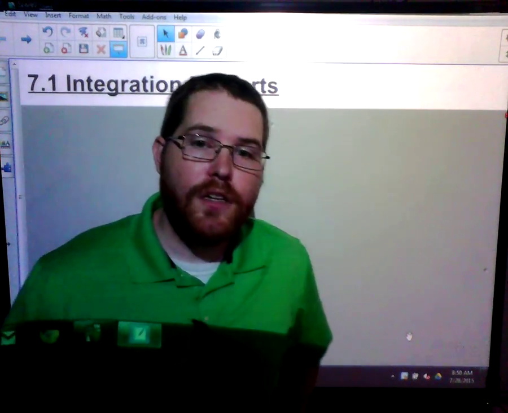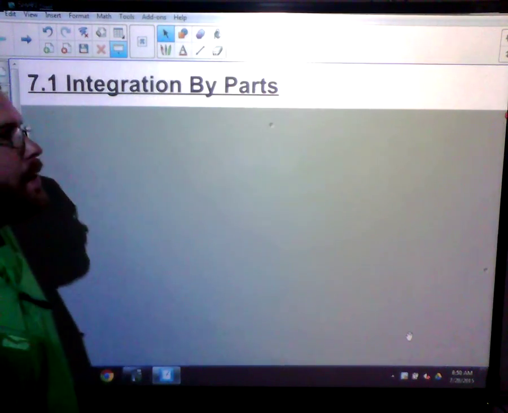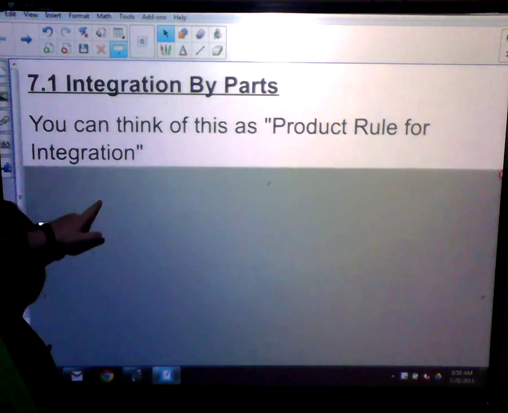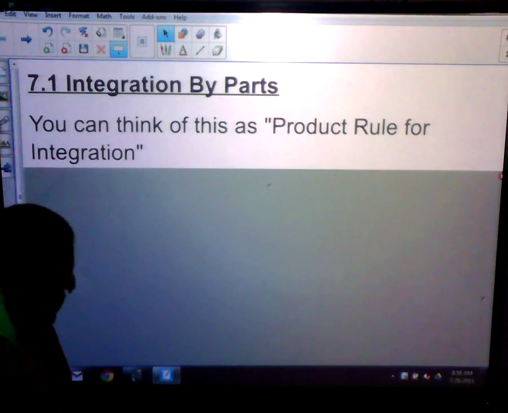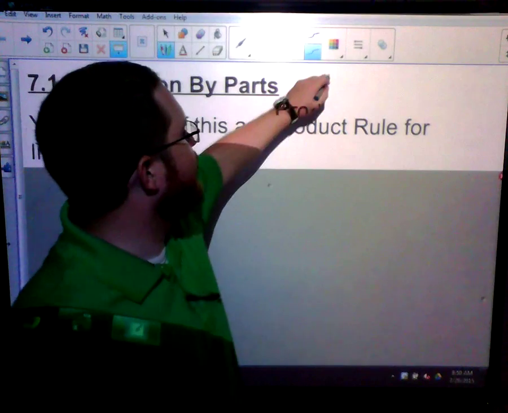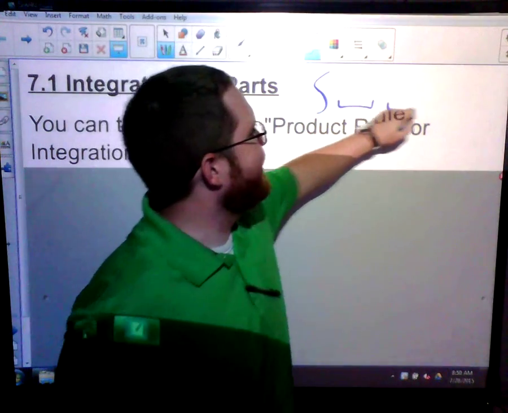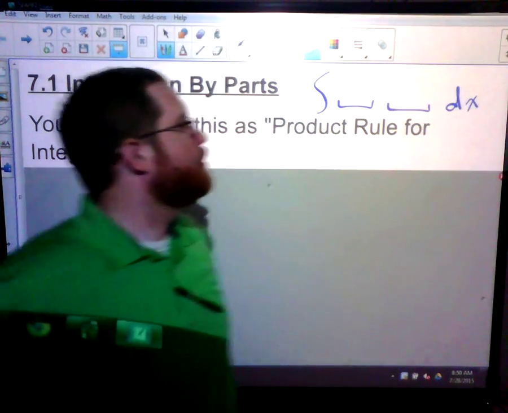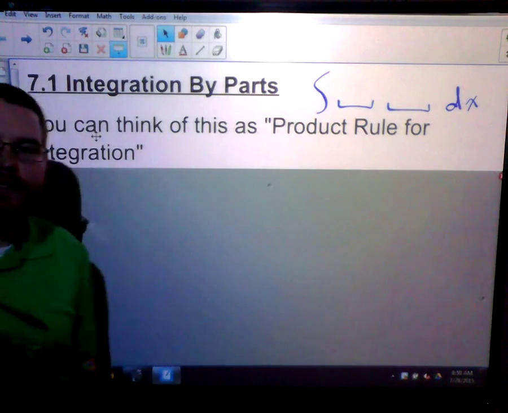Hey everyone, welcome to the notes on 7.1, integration by parts. We're going to think of integration by parts as the product rule for integration. So if you have an integral and it's got two different things in it, how would I integrate that?